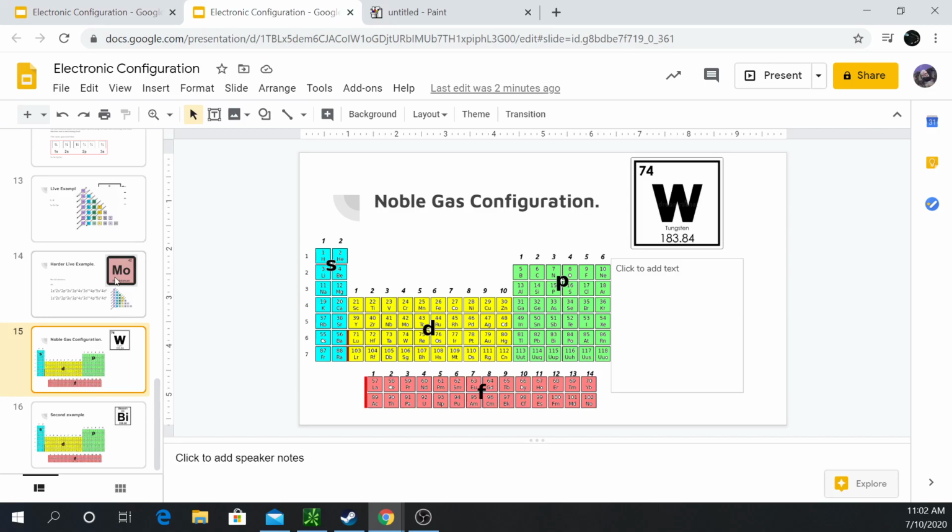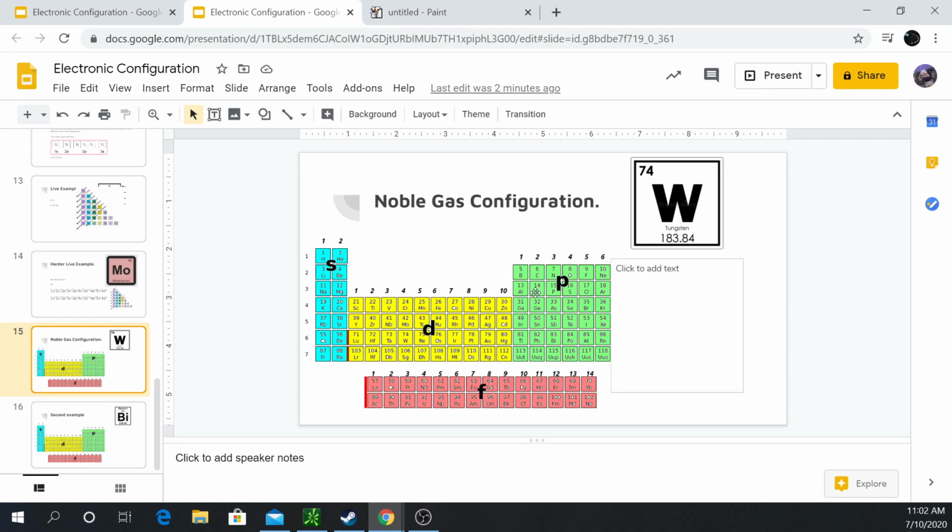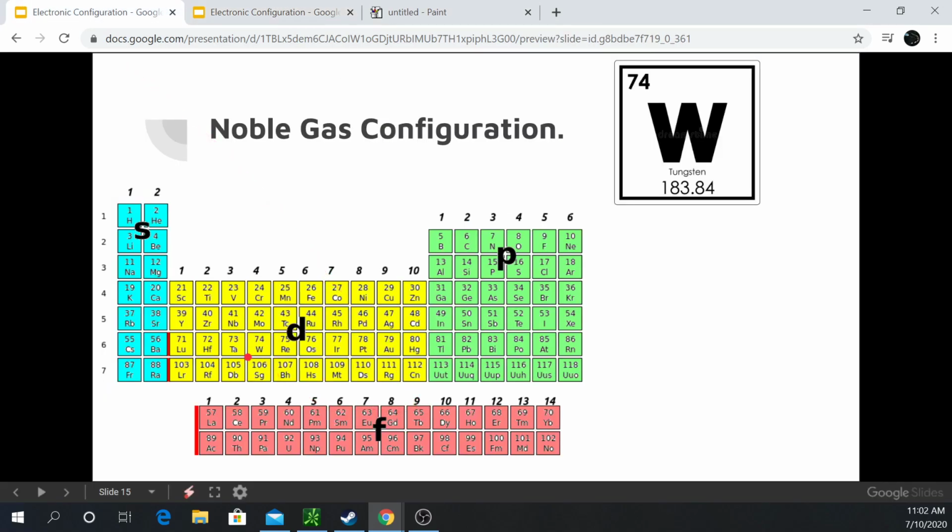Okay. And I'm going to go ahead and take this right here. In order for us to do this for tungsten, we need to look at tungsten on the periodic table. So we have tungsten right here. We're going to go all the way to the right, and then go up one, and find the nearest noble gas element, which are all of these right here.